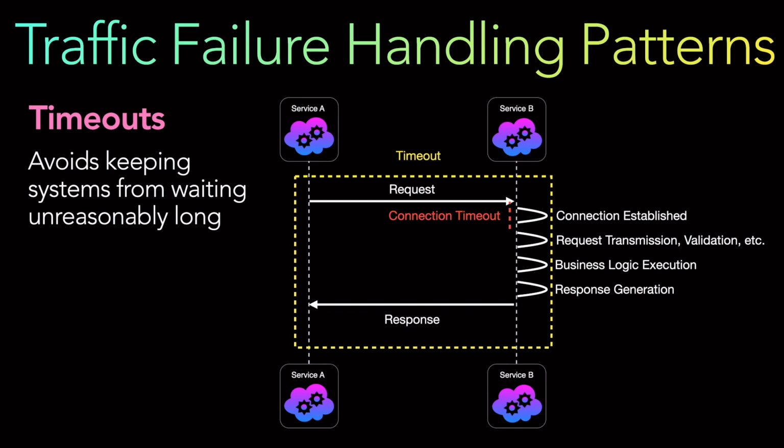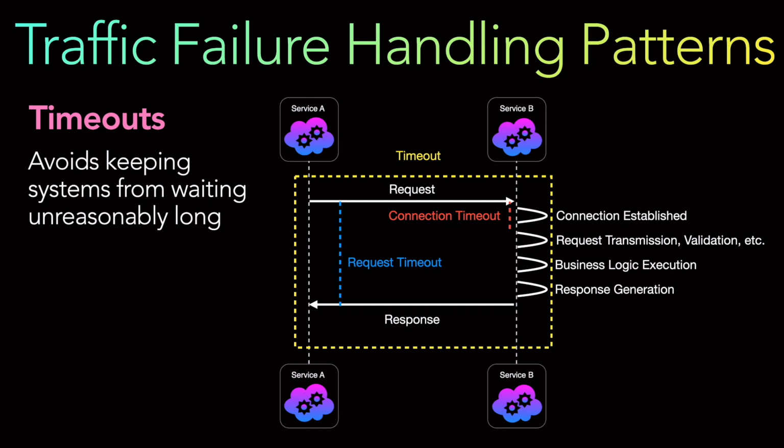There is another kind of timeout which is called a request timeout. The request timeout covers the end-to-end connection establishment, request validation, business logic and response generation. The end-to-end request-to-response time is called the request timeout. Then there are other kinds of timeouts also, right?